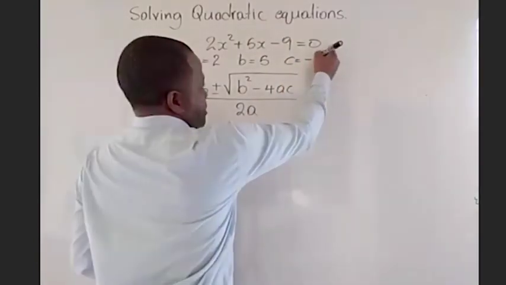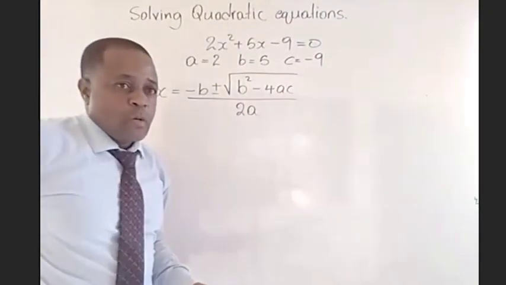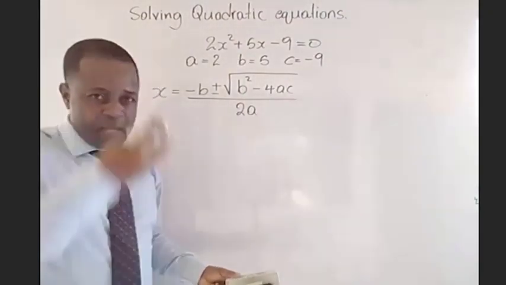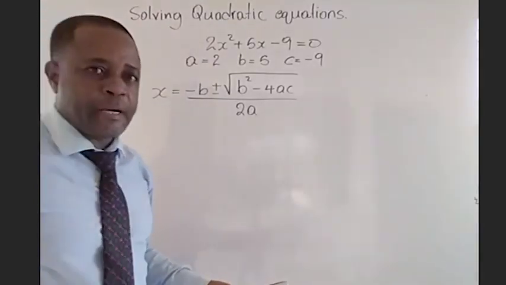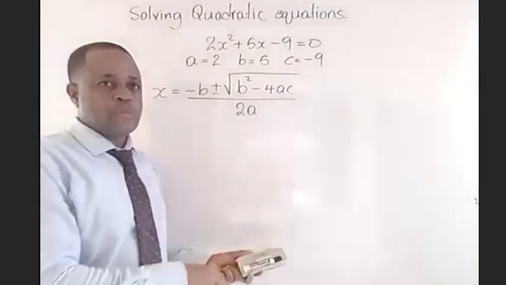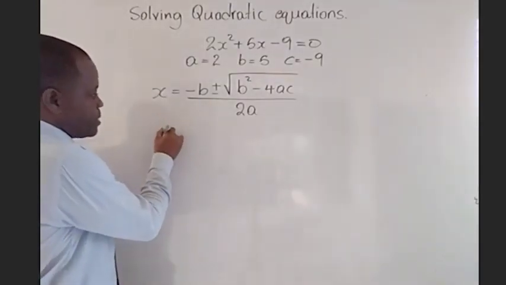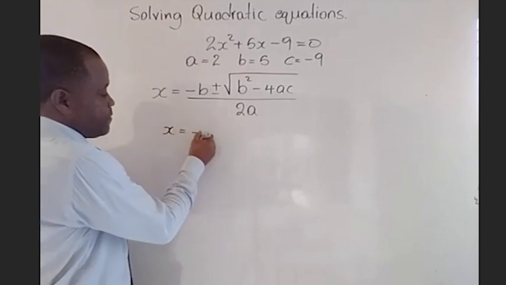So that would be negative 9. All right. Now, since we now know what the values of A, B, and C are, then we can substitute those values into our formula. So let's go. So we have now x is equal to negative.